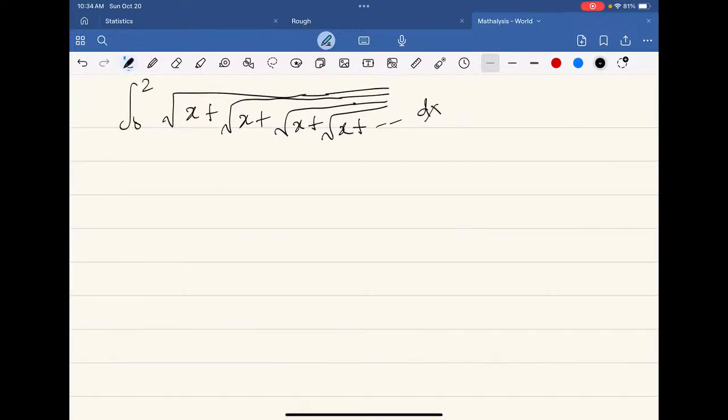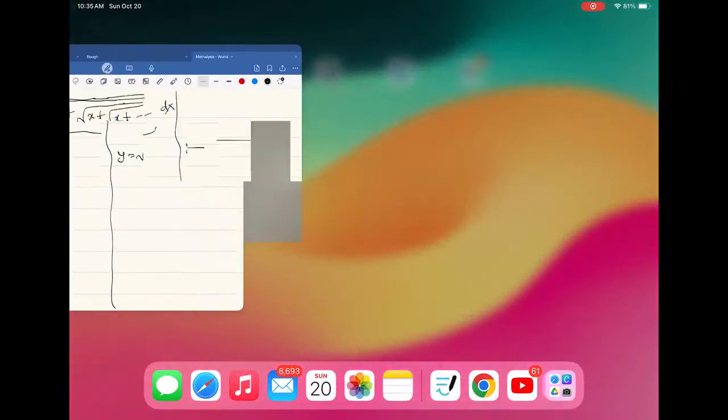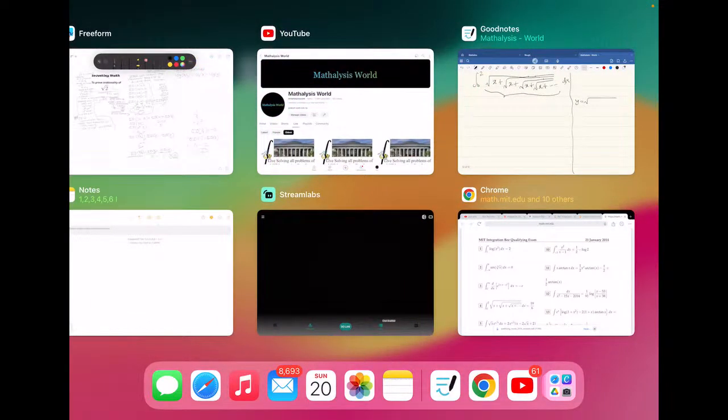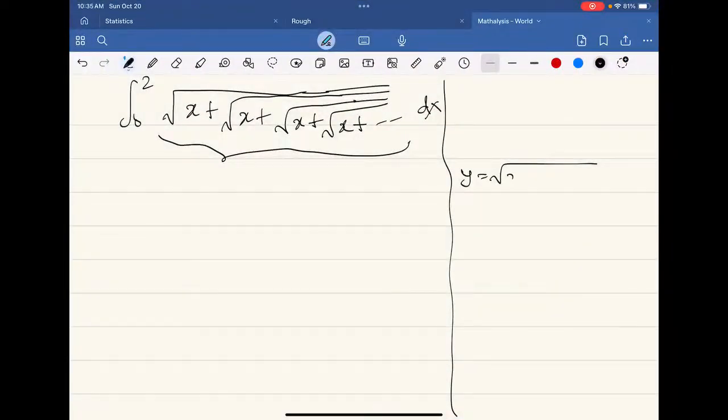Okay. So first of all, I need to find a finite function equivalent for this infinite series, right? So let me name this function as f of x first, or let's say y. I'm writing it in the proper way, right? So let me first say that y is just the square root of x plus square root of x plus square root of x plus square root of x and so on. And now we will try to find a function representation for this series.